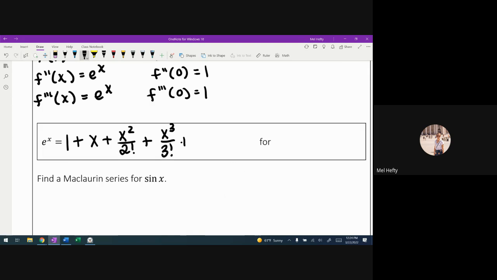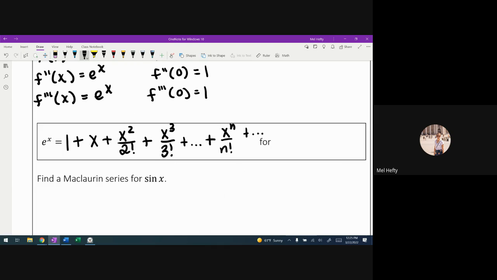All right, I think I see a pattern. Do you think you see a pattern? What do you think the general term, the nth term, is going to look like? Like that? Beautiful. Plus dot, dot, dot.